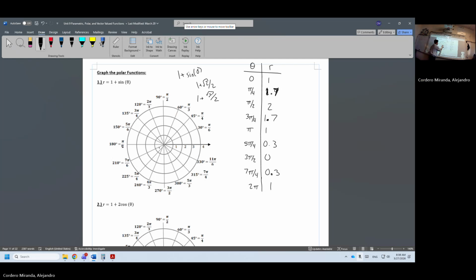So theta 0, r is 1, is right there. Theta pi over 4, 1.7 would be just before 2. Then 2 at pi over 2. Am I too fast? Then 1.7 at 3 pi over 4. Then pi comma 1, so pi comma 1.